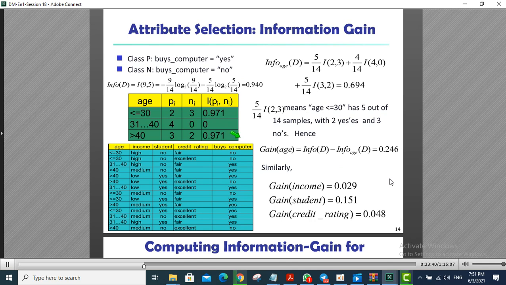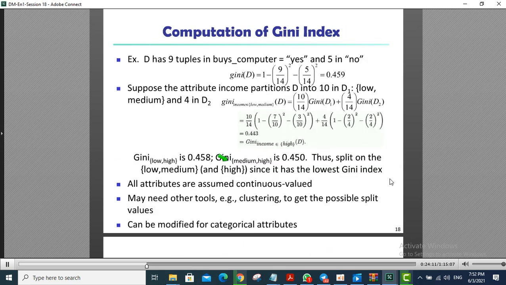Hana, what is 14? Look at this. We are talking about this data set. We talked about this data set in the last lecture. In this data set here, we have 14 different records or tuples or rows. 9 of them have class yes, and 5 of them have class no. Okay.